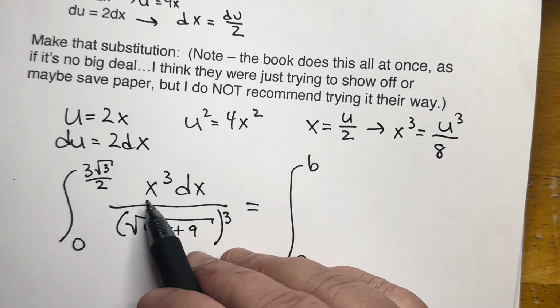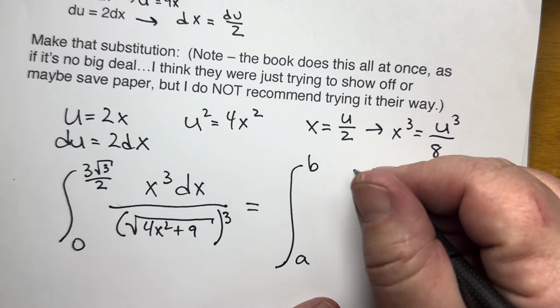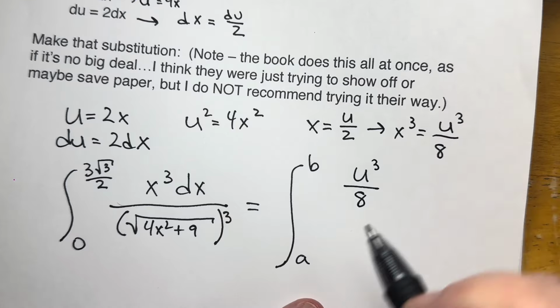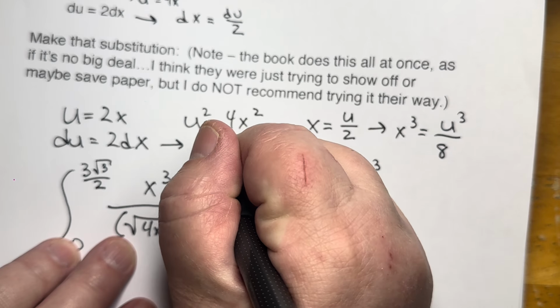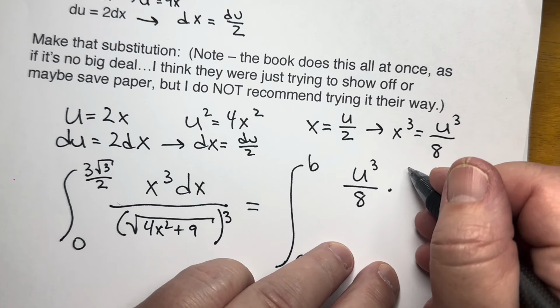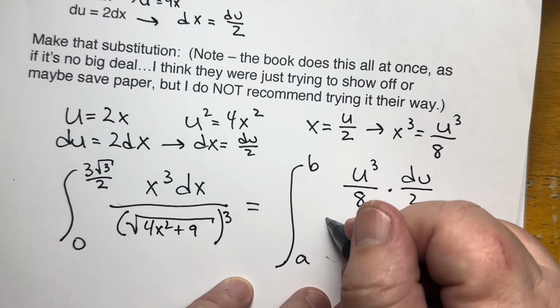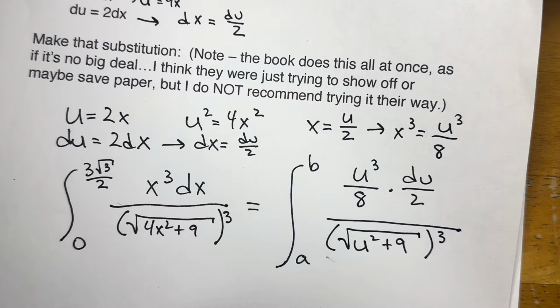Okay, so up top I've got x cubed, and that is u cubed over 8. I've got a dx, and I didn't write it here, but dx is du over 2. So I've got a du over 2. And then down underneath, I've got 4x squared, that's u squared, plus 9 cubed. What do you guys think? So far, so good?